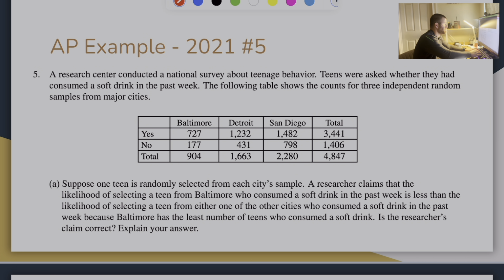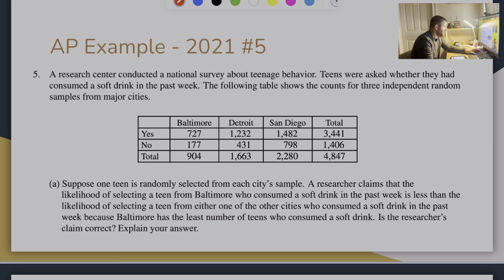And we can actually do this test here. For this particular one, I have to find a decent calculator. Here we go. Got it. And so if I input my numbers here, I have to actually enter some names. So here we go. We got Baltimore, we got Detroit, and we got San Diego. And then on here, I've got yes and no.